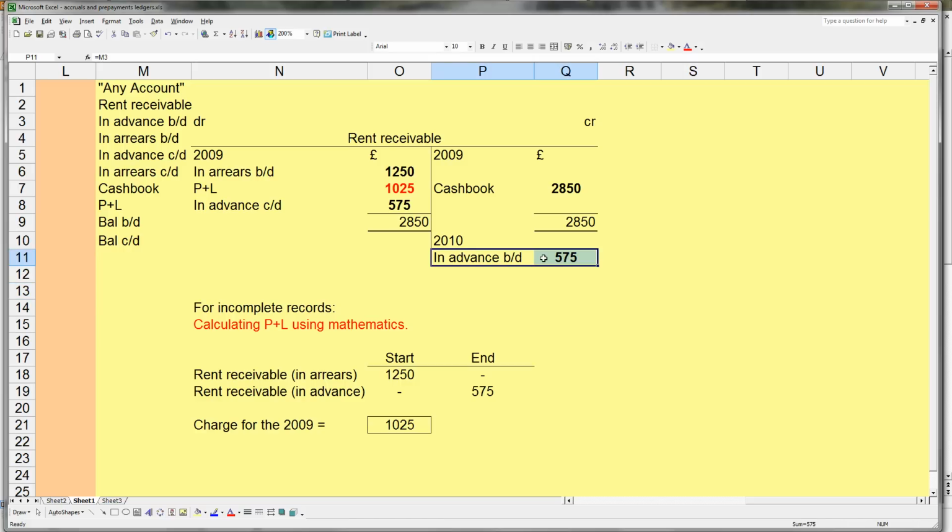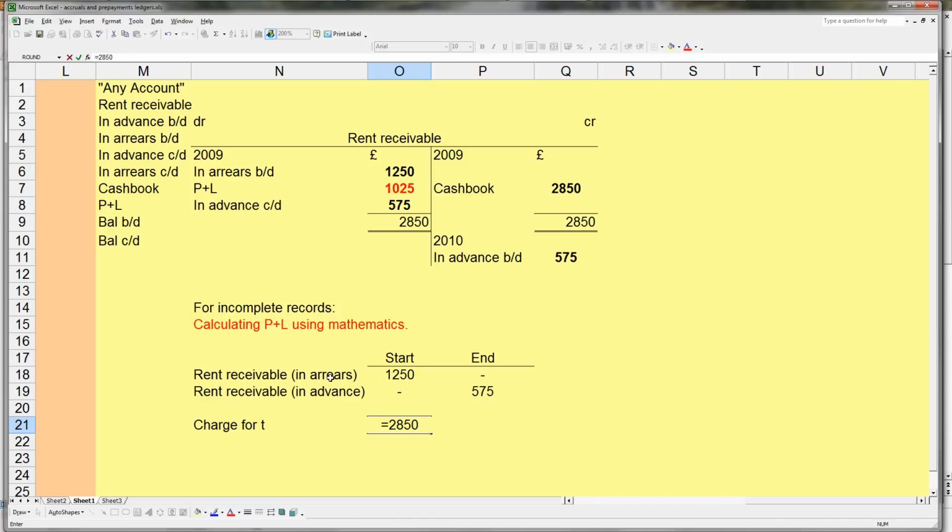And we then have to look at the two variables which is given in the table. So let's kind of understand these. Rent receivable in arrears. So at the start of the year, 1250 is in arrears. That means that when we receive the 2850 during this year, 1250 is still owing for last year because it's the start of the period. So we must deduct the 1250 because it relates to the previous accounting period.